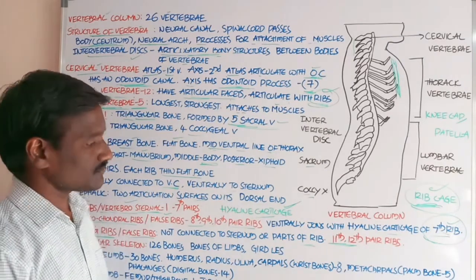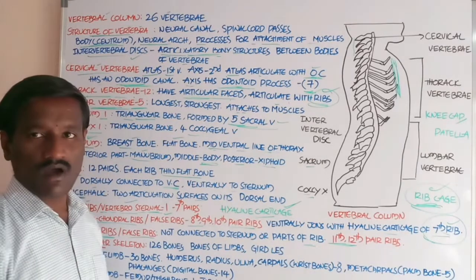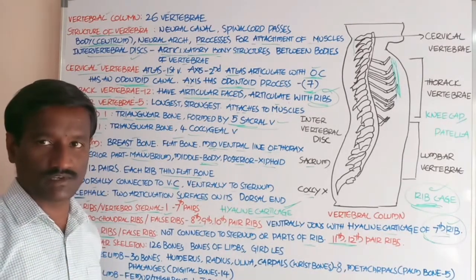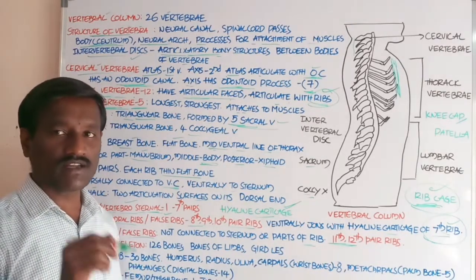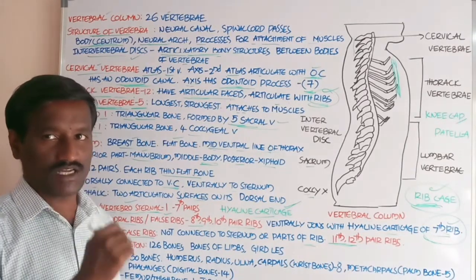Okay, student, 8th, 9th, 10th, 11th, 12th pair ribs are called false ribs. Why is it called false ribs? Because these are not connected to the sternum.